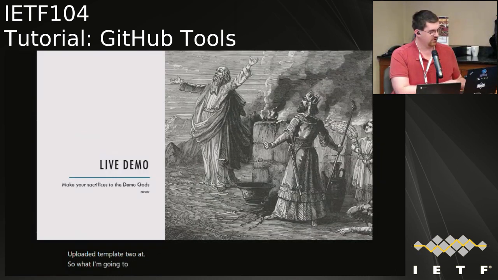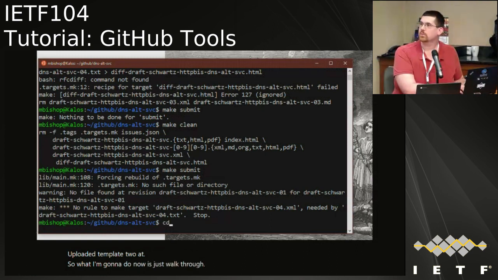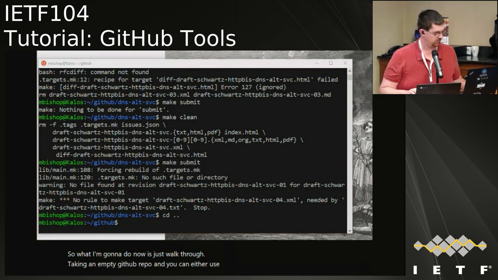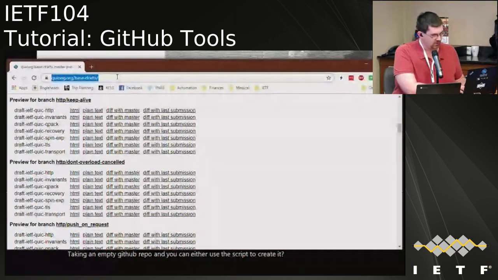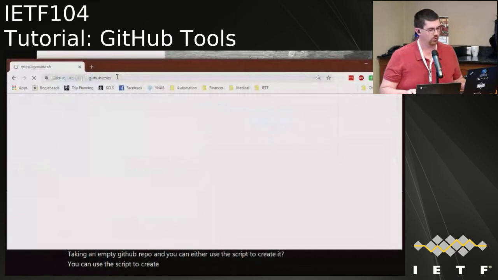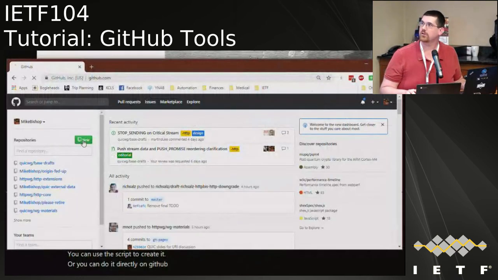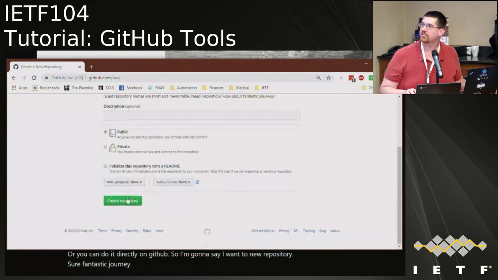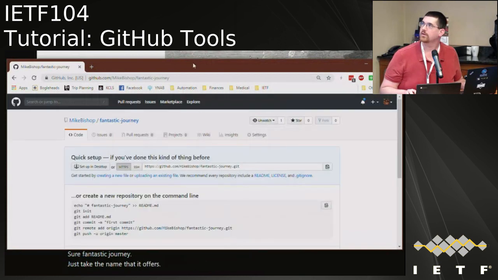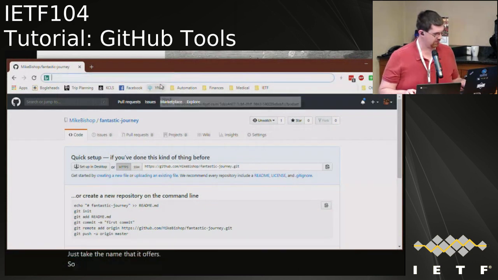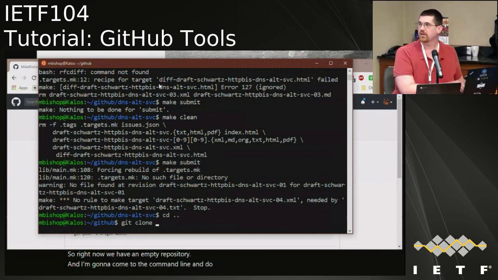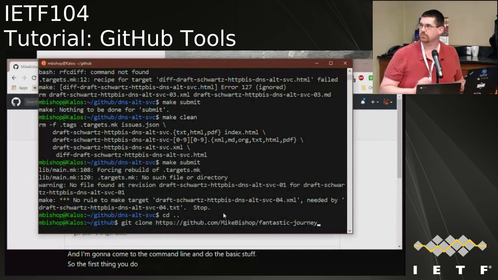So what I'm going to do now is just walk through taking an empty GitHub repo, and you can either use the script to create it, or you can do it directly on GitHub. So I'm going to say I want a new repository, and sure, Fantastic Journey. Just take the name that it offers. So right now we have an empty repository, and then I'm going to come to the command line and do the basic setup. So the first thing you do is clone it down.